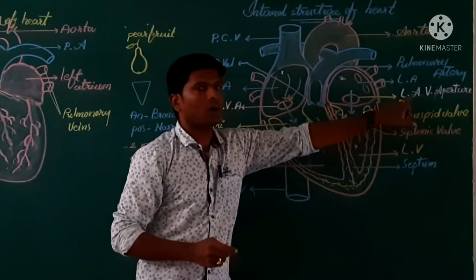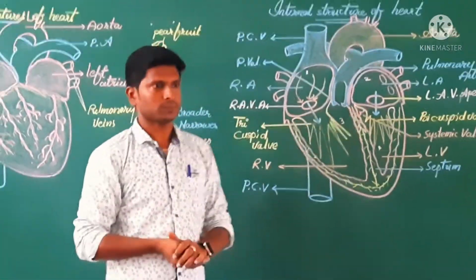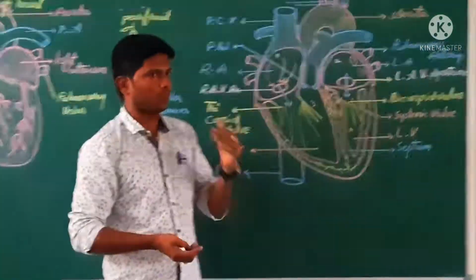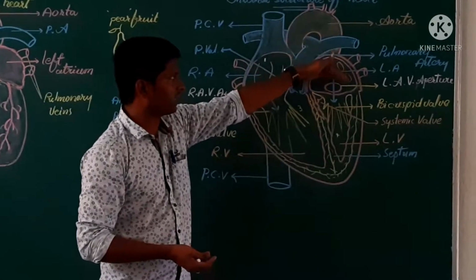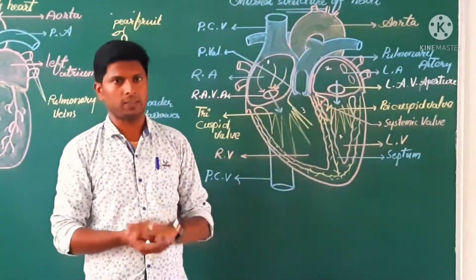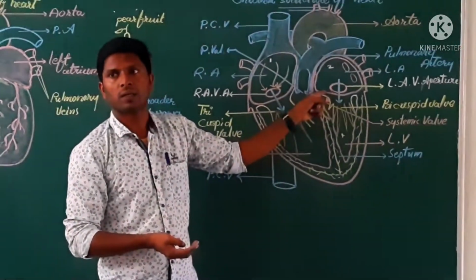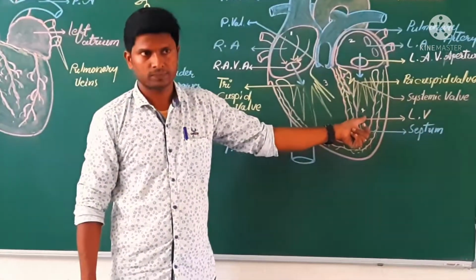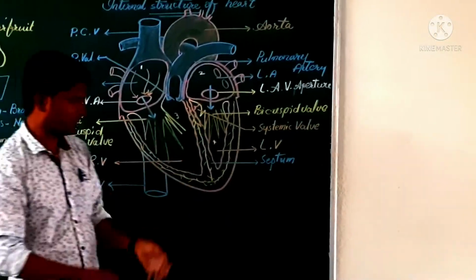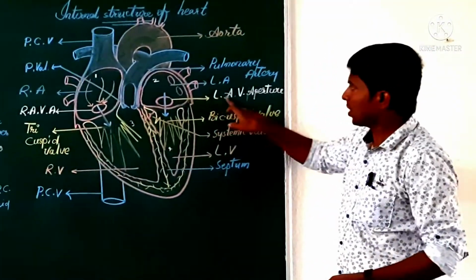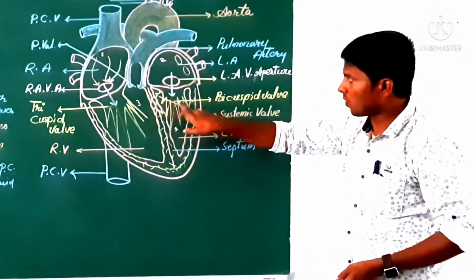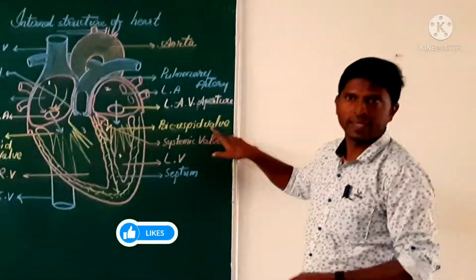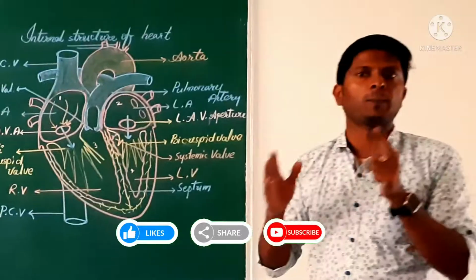That is the left auriculoventricular aperture. The left auriculoventricular aperture is nothing but a hole-like structure present between the left atrium and left ventricle. Through this aperture, the left atrium opens into the left ventricle. At this place, at the left auriculoventricular aperture, there is a valve called a bicuspid valve. This bicuspid valve is also called the mitral valve.